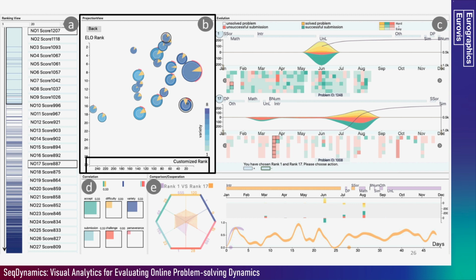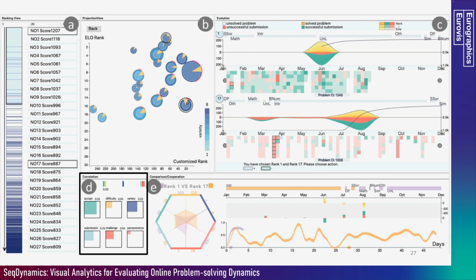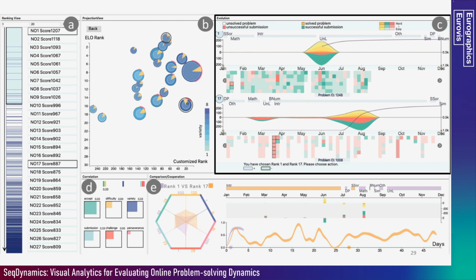The reason is that different users have different criteria, and we allow users to set their weights on different problem-solving attributes and get the customized rank. The weights can be set in the correlation view, and this view also shows the correlation between the 6 problem-solving attributes and the ELO rank. The larger the inner square, the higher the correlation.